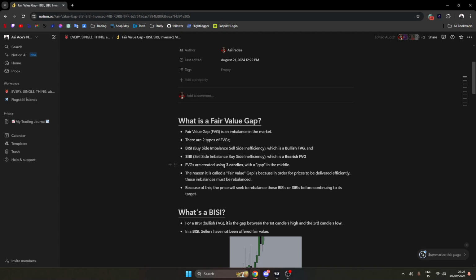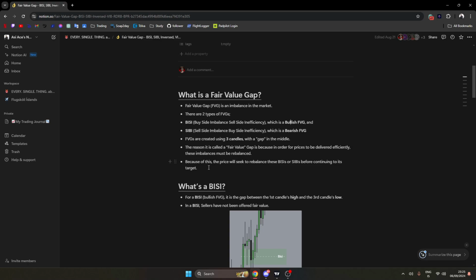Fair value gaps are created using 3 candles with a gap in the middle. The reason it's called a fair value gap is because in order for price to be delivered efficiently, these imbalances must be rebalanced. Because of this, the price will seek to rebalance these BISIs or SIBIs before continuing to its target.